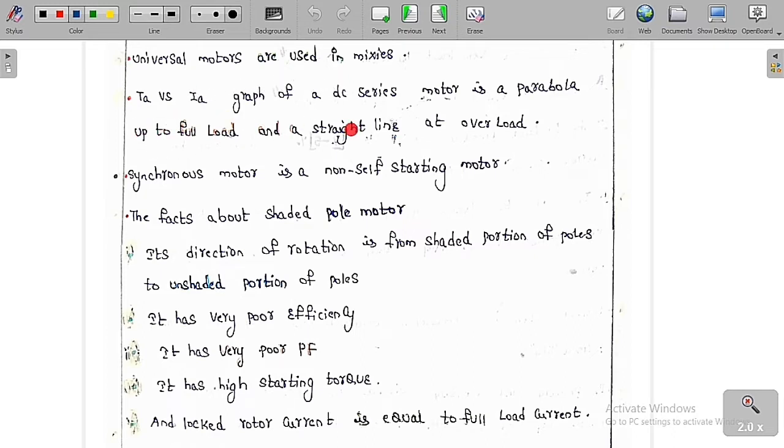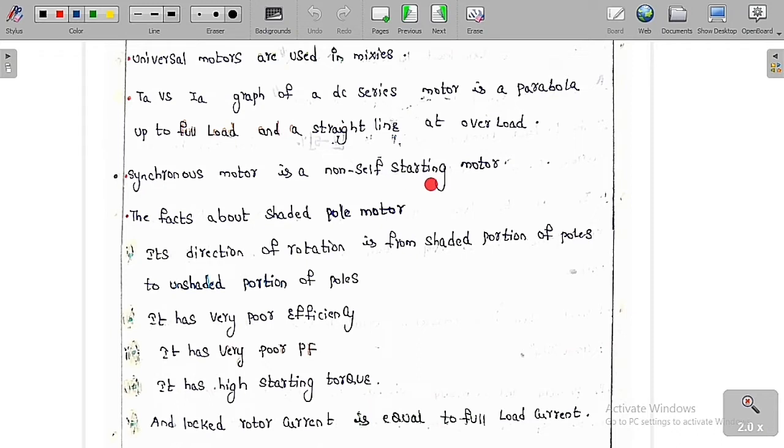The TA versus IA graph of a DC series motor is a parabola up to full load and a straight line at the overload. I already told you, up to rated load the graph between TA and IA is a parabola, but after that it is a straight line passing through origin. I already told you this in detail. The DC series motor has the highest starting torque when compared to any other motor in the world, and DC motors have excellent speed control characteristics compared to any other motors.